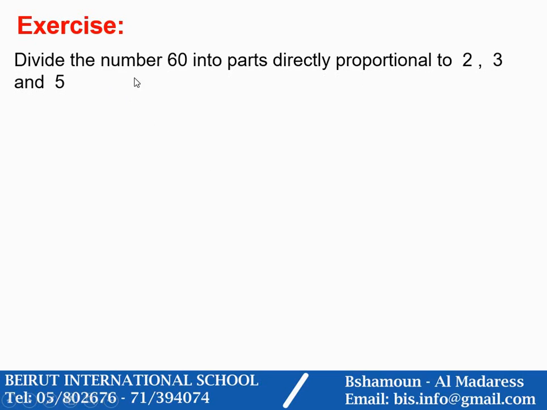I will solve for you an exercise, a complicated exercise. Divide the number 60 into parts directly proportional to 2, 3, and 5. So you have to divide the number 60 into parts. These parts are proportional to three numbers, 2, 3, and 5. So the parts, they should be three numbers, three parts.